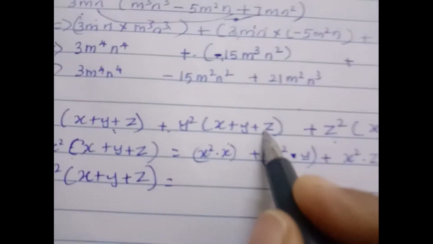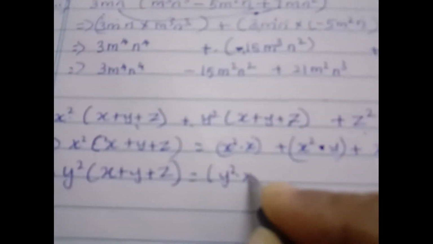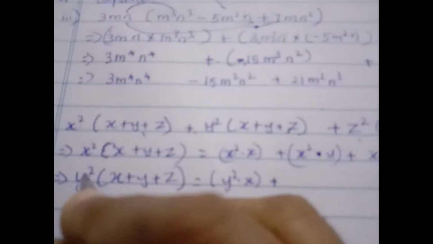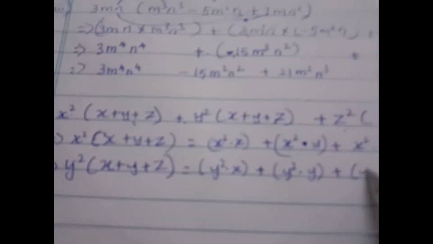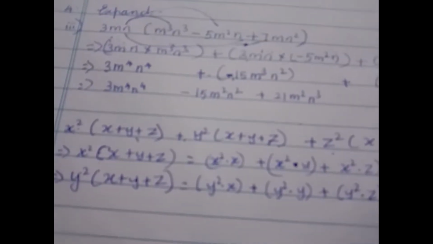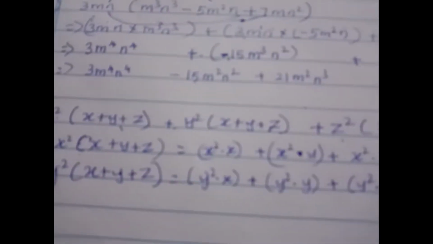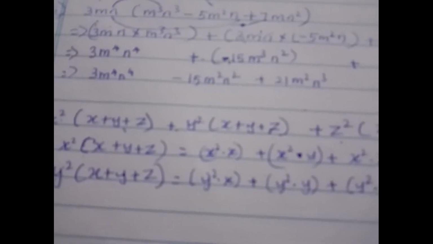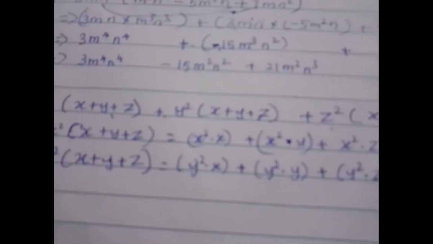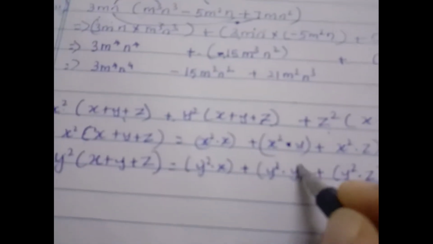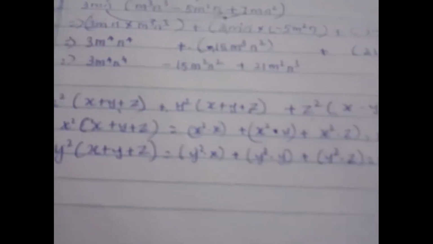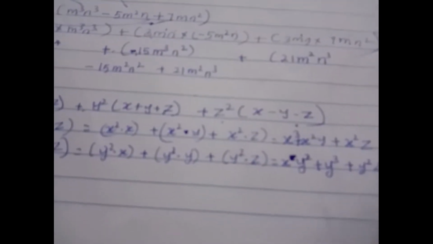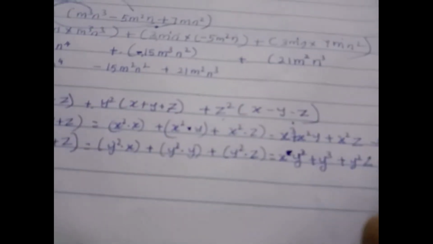Next take the second expression: y square into x plus y square into y plus y square into z, which is equal to x y square plus, 2 plus 1 is 3, y cube plus y square z. This is your second equation.